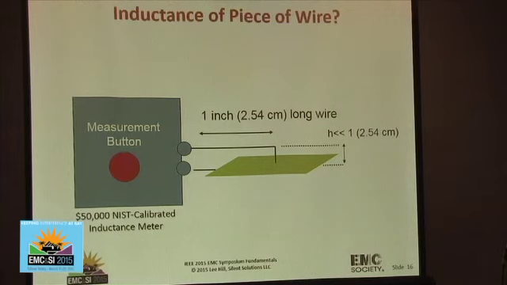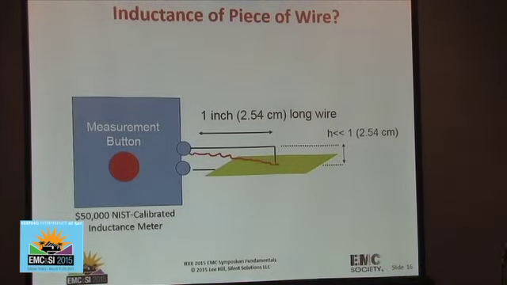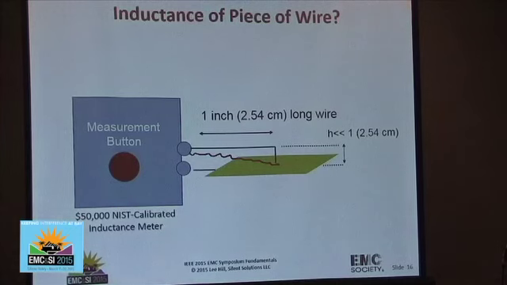But then I said, well, wait a minute, what if we take our thumb and we push down on that wire? What if we change its position in space? It's still connected to that green piece of metal. You can't help but call it a ground plane, right? Don't have to call it a ground plane, just a piece of metal. Now we push the measurement button on the inductance meter. Does the inductance meter say greater, less, or the same? Less.